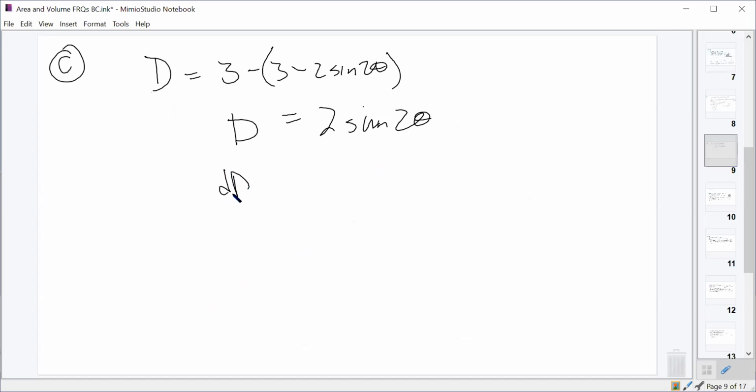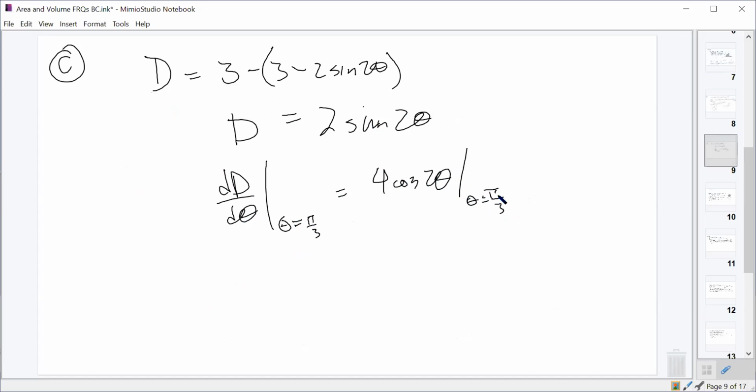So, and we wanted it, what was it, pi over 3, I think is what it said. Is that right? So the derivative of 2 sine 2 theta is 4 cosine 2 theta, evaluated at theta equals pi over 3.